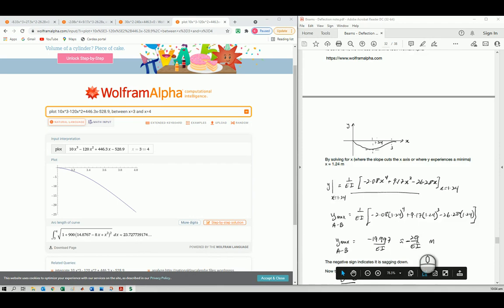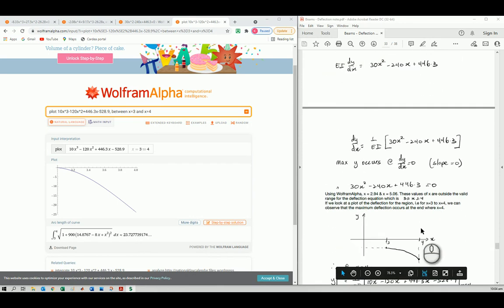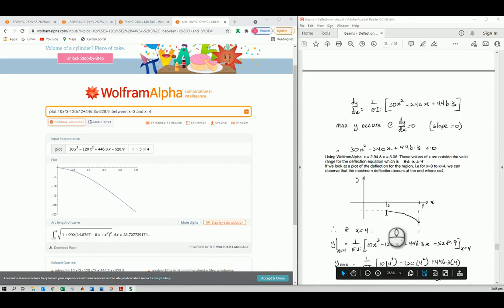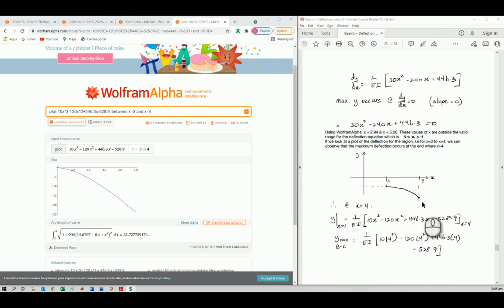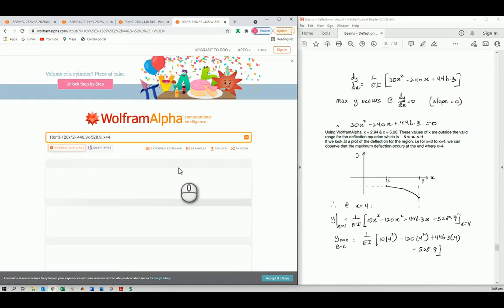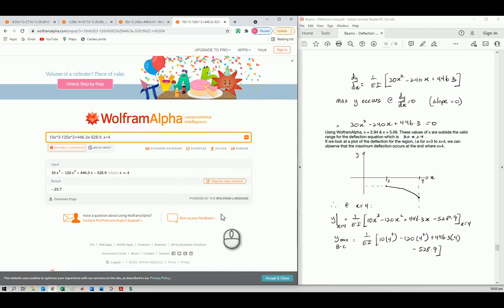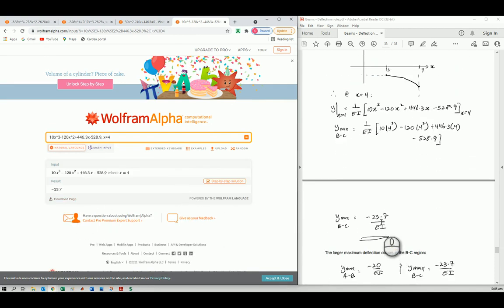So that is what I did here. This is a sketch of the deflection, and we're saying at x is equal to 4, we have the maximum value of displacement. And again, now we could get that actual value by plugging x is equal to 4 into the equation. Again, there's no need to, if you type it out in Wolfram already, you could just put x is equal to 4. So we can evaluate the equation at x equal to 4. And we get minus 23.7. So that is your maximum displacement, minus 23.7 over EI.